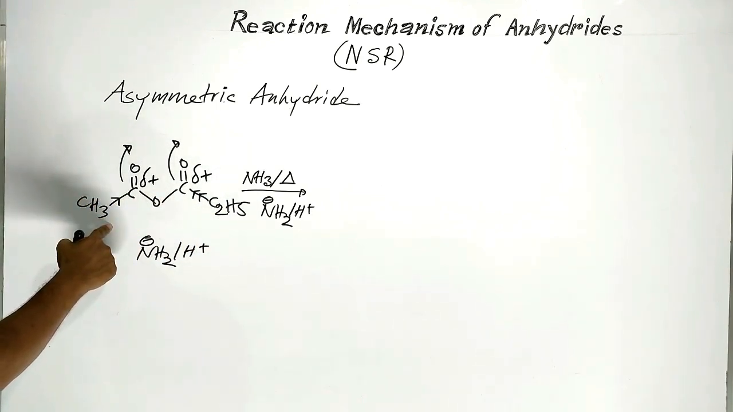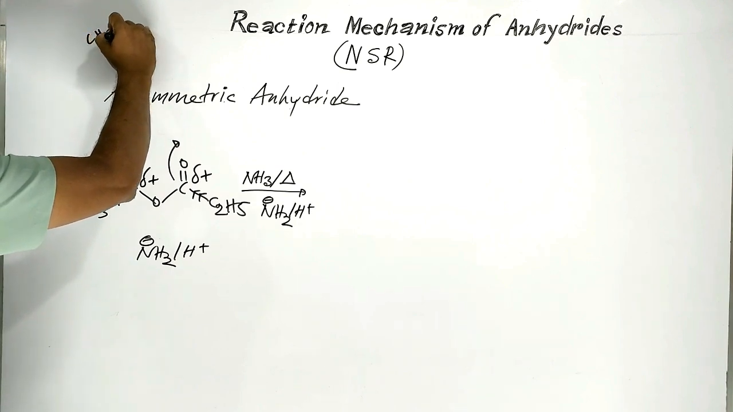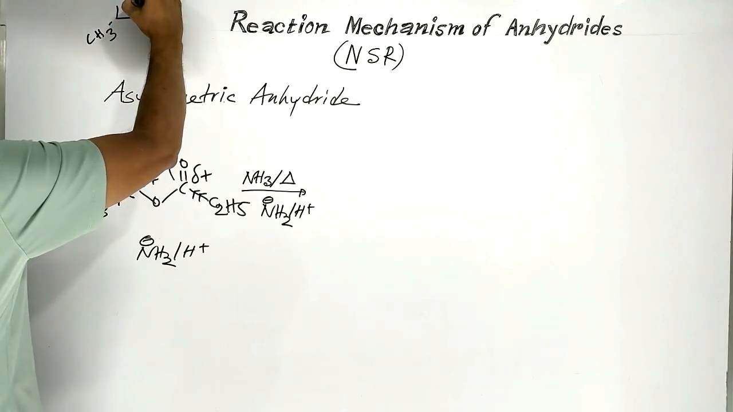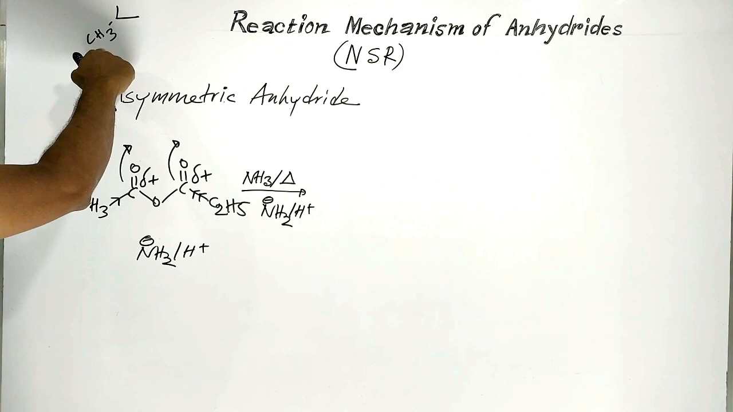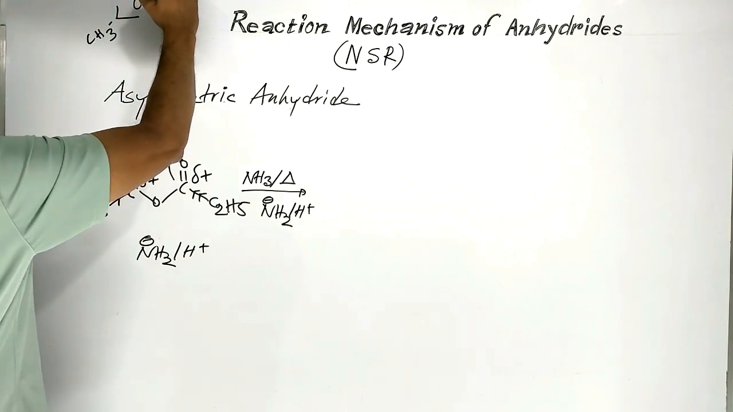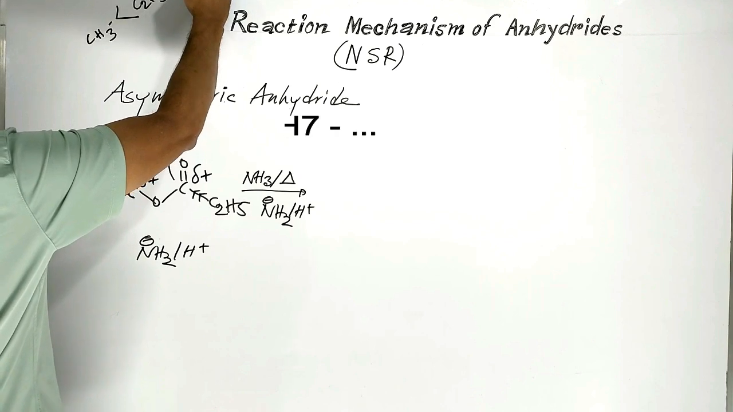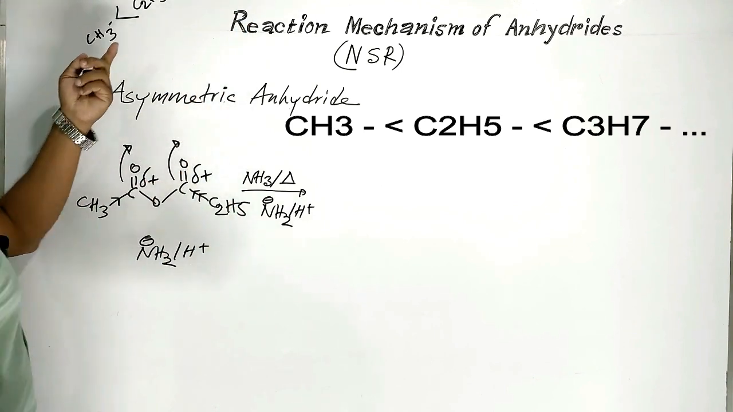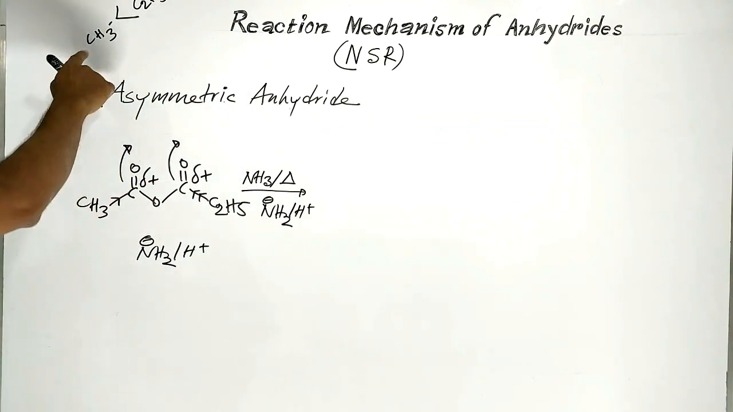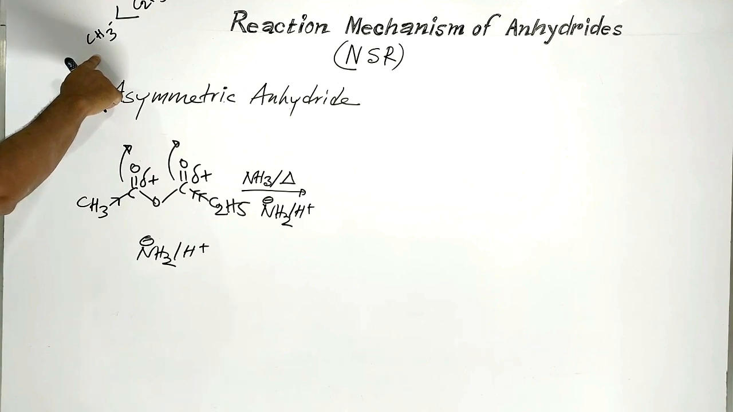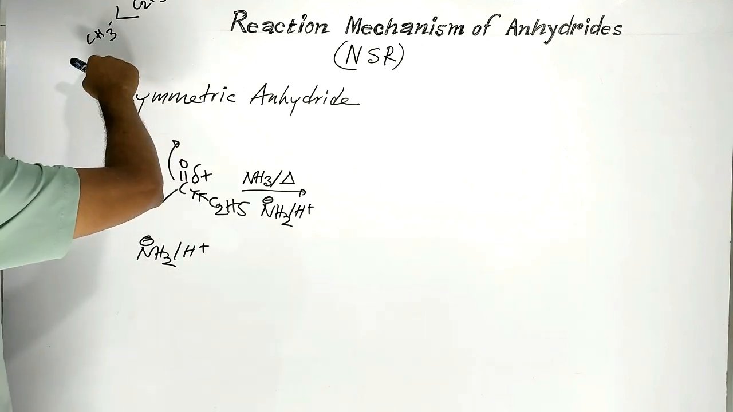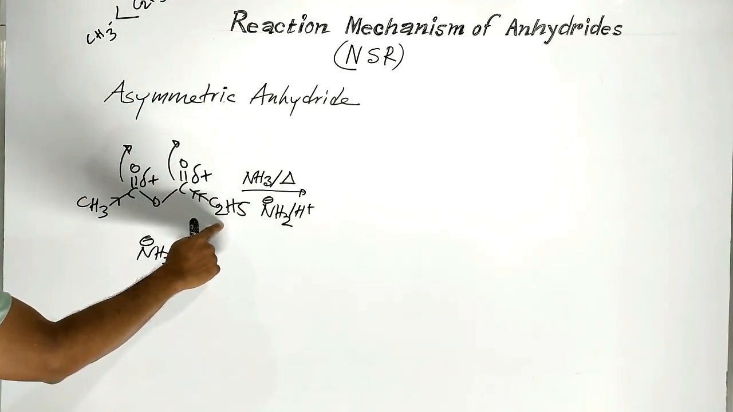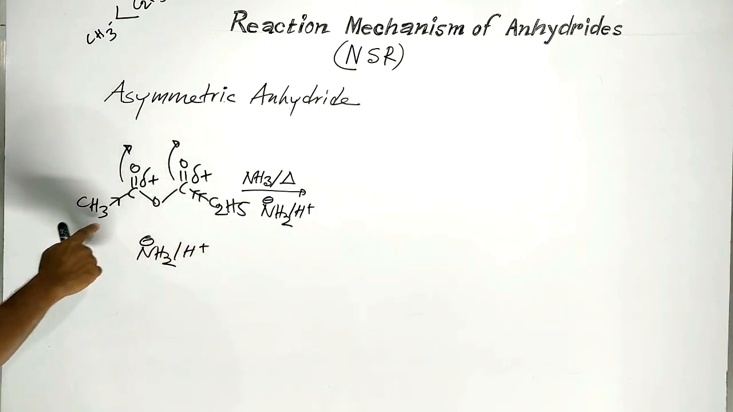This is also an electron donating group, but the electron donating capacity of the ethyl group is higher than the methyl group, because we know electron donating capacity increases with the increase of the size of the alkyl groups. Firstly methyl group, then ethyl group, then propyl group, and so on. So electron donating capacity increases with the bigger size of the alkyl groups. So the ethyl group is a higher electron donating group than the methyl group.